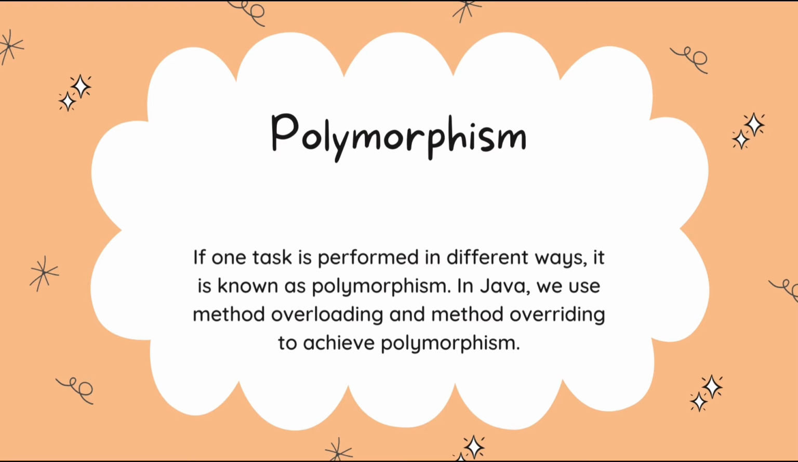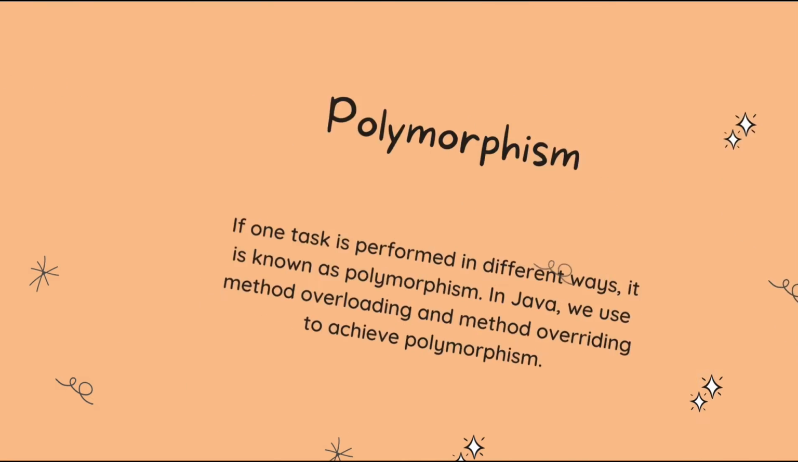Polymorphism: if one task is performed in different ways, it is known as polymorphism. In Java, we use method overloading and method overriding to achieve polymorphism.